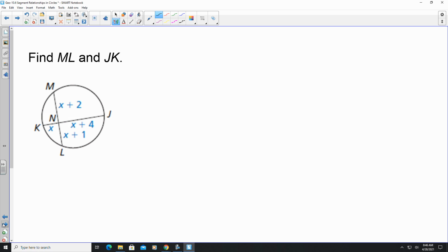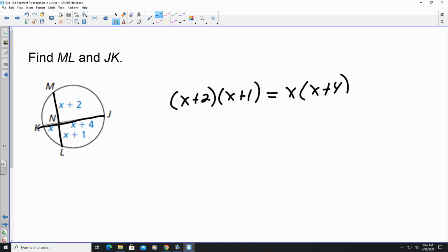So from here, they're asking us to find the values of ML, which is this line segment here, and JK, which is this line segment there. So with that, we need to find the value of X. MN is X plus 2, so I'm going to say that X plus 2 times X plus 1 is going to be equal to X times X plus 4. So again, it's just using that theorem to help us out.